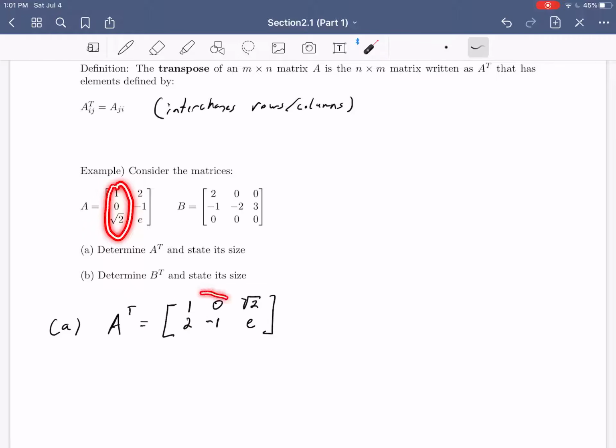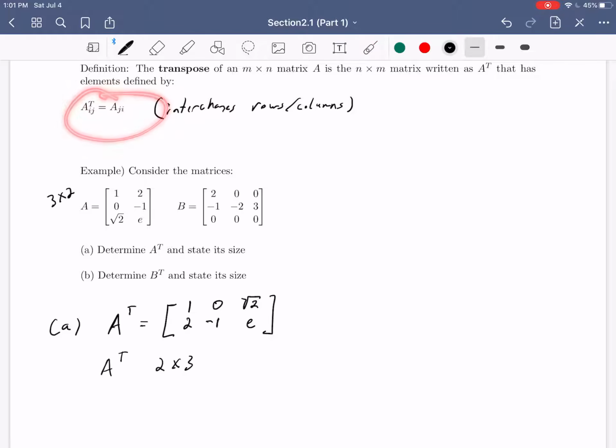First column here became the first row here. Second column here became the second row here. Either way, you're going to get the transpose there. Notice also that A transpose now is a 2 by 3 matrix, which makes sense because A was originally 3 by 2. So doing the transpose is going to flip the number of rows and number of columns. You can also, for fun, just confirm manually what this is actually saying.